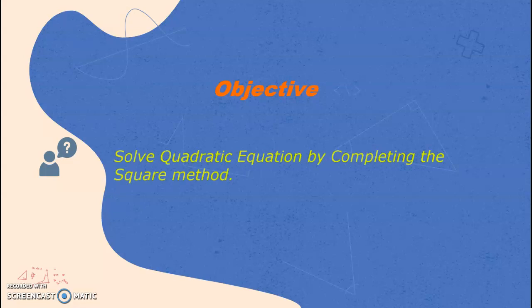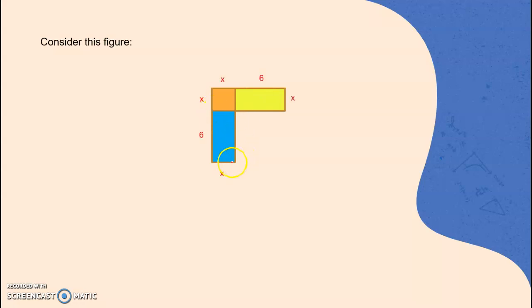Our objective in this video is to recall some special products, especially perfect square trinomials, and solve quadratic equations by completing the square method. So first, let us consider this figure below. If you notice, there are three figures there: one square and two rectangles, and here are the dimensions of each figure. So sa square, x yung side niya. So, it's a variable x.